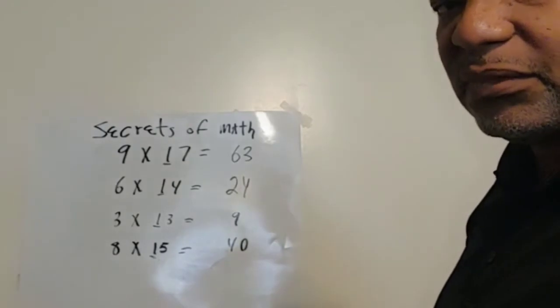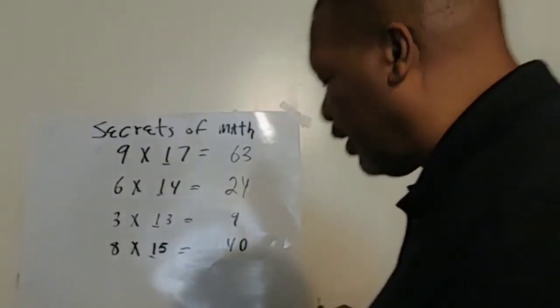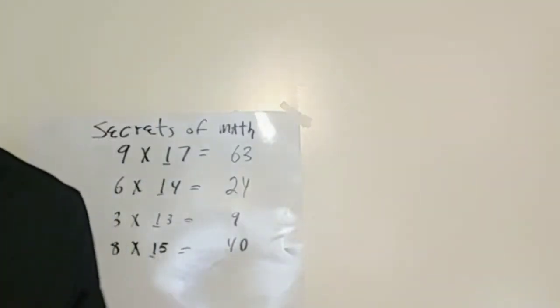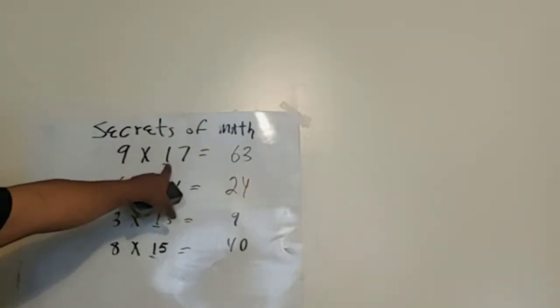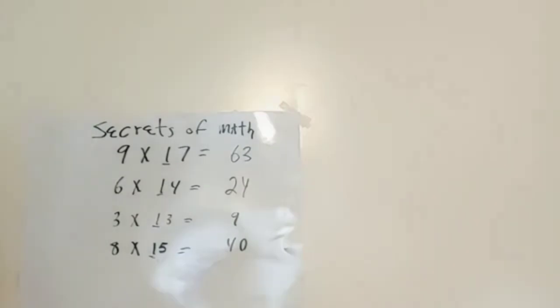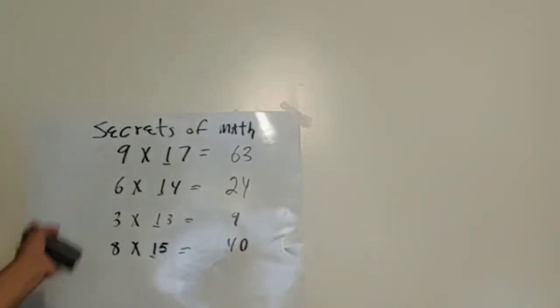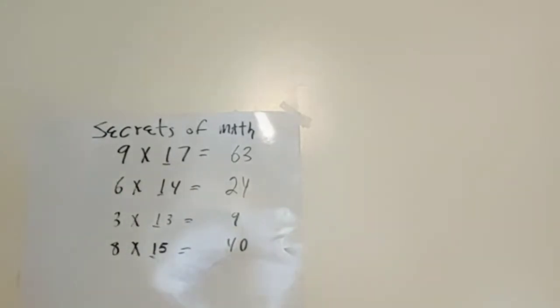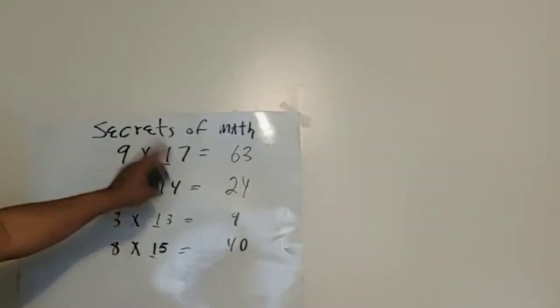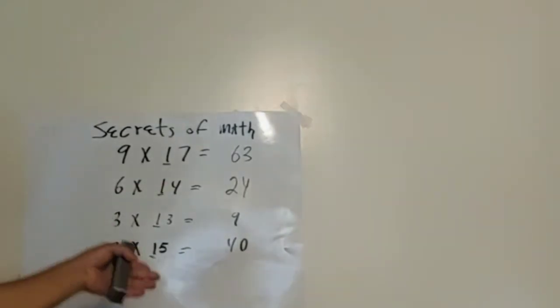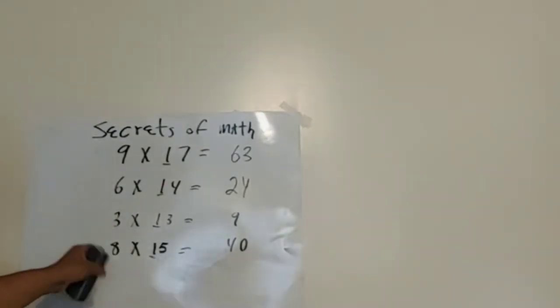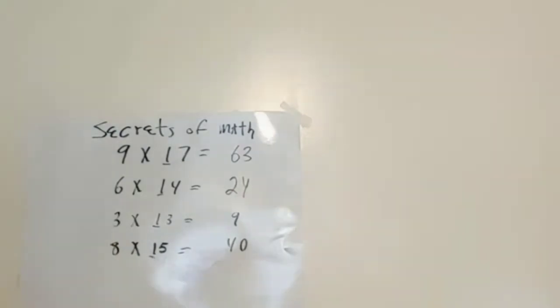Okay. So the point is, when we look at the numbers here and we see the 1, we just don't really notice it for now. We just leave it there and focus on the simple math that we learned back in first grade. So 9 times 7, we got it. 6 times 4, we got it. 3 times 3, we got it. And we've got 8 times 5. We got it. It's easy.